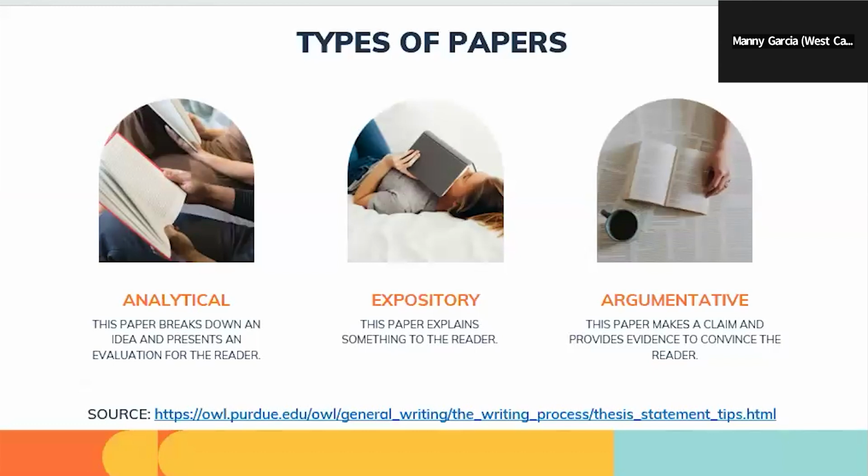So there are generally three types of papers in college. You have the analytical essay, which breaks down an idea, presents an evaluation for the reader, and causes the reader to really think about what's being put in front of them. The expository essay explains something to the reader, and then the argumentative essay. The paper makes a claim and provides evidence to convince the reader.